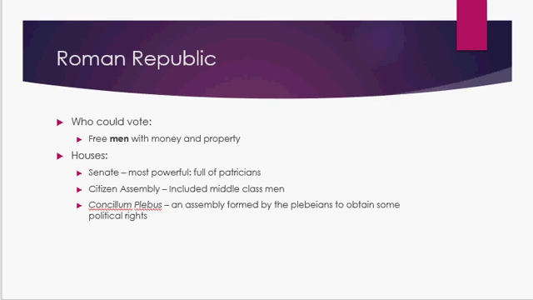And the Roman Republic. Who could vote in the Roman Republic? Free men with money and property. So the fortunate could vote. There were two official houses, the Senate and the Citizen Assembly. The Senate was the most powerful and it was full of the patricians, the upper class. The Citizens Assembly included middle class men, and then there was an assembly formed by the plebeians to obtain some political rights, and that was the Concilium Plebeius.